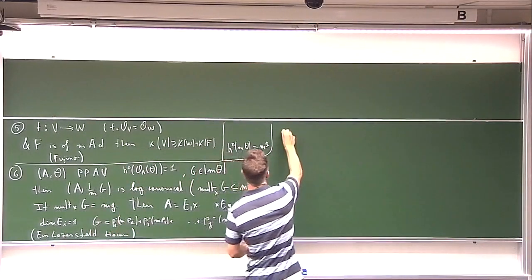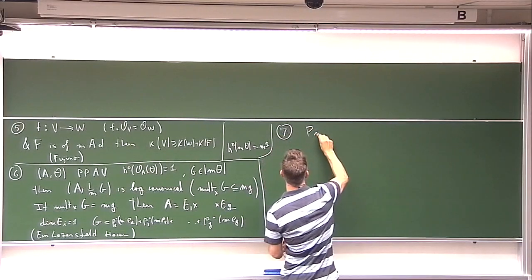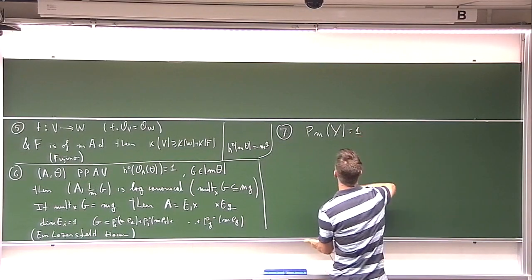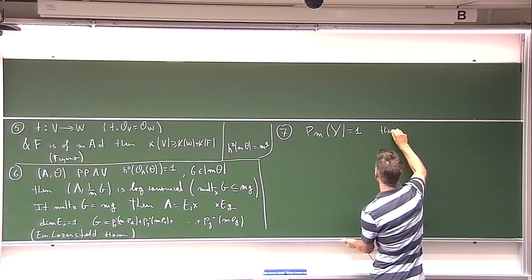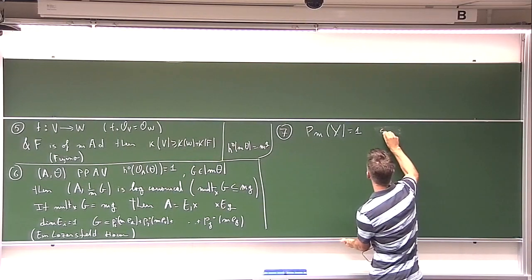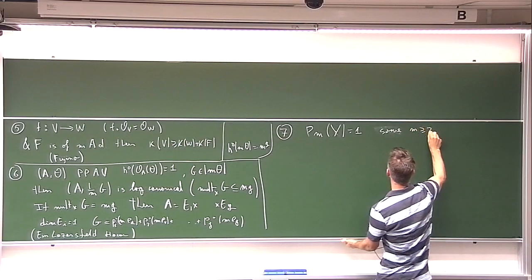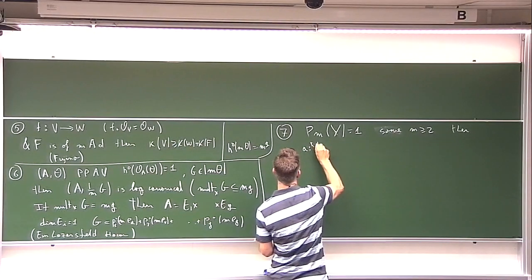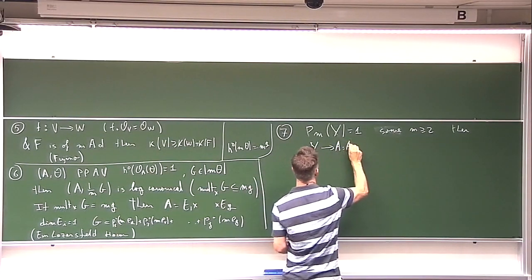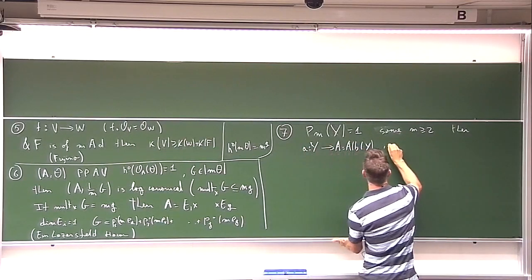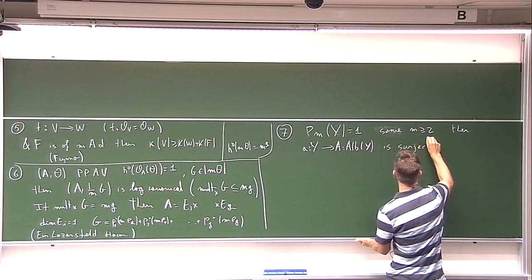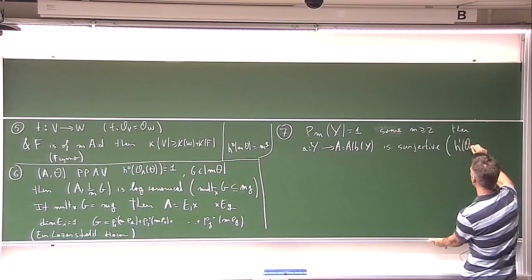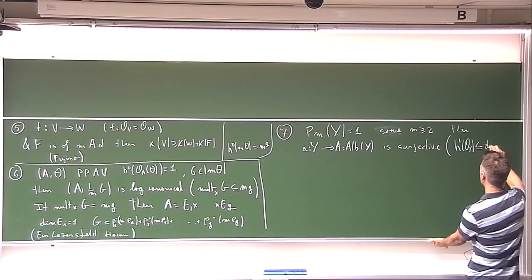Okay, so what was the other theorem I wanted to say? Let's assume that we have a variety, let's call it Y. The m-th plurigenus of Y is 1 for some m greater or equal to 2. Then the Albanese map of Y is surjective. This in particular implies that the dimension of A, which is h1(O_Y), is less or equal to the dimension of Y.